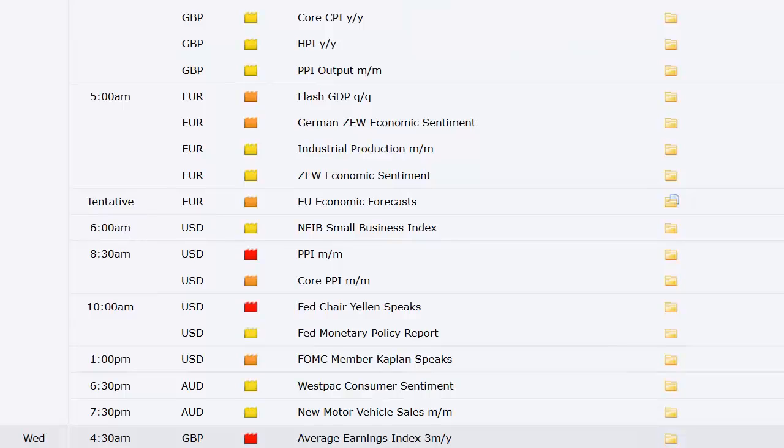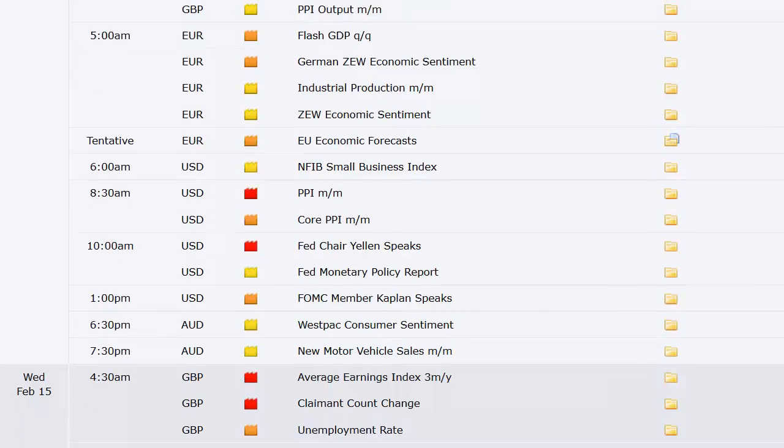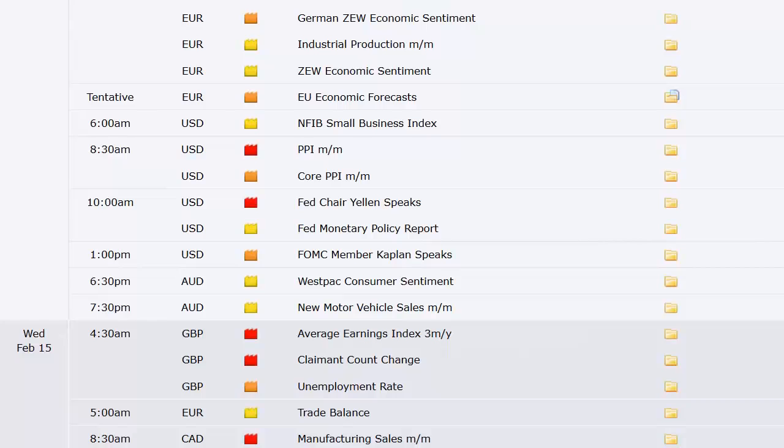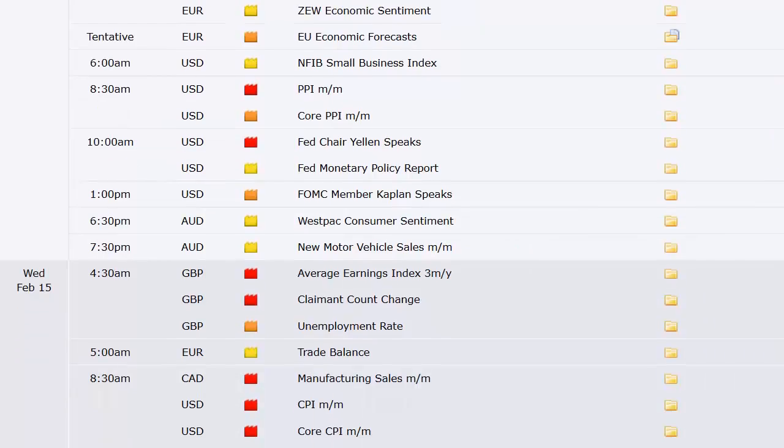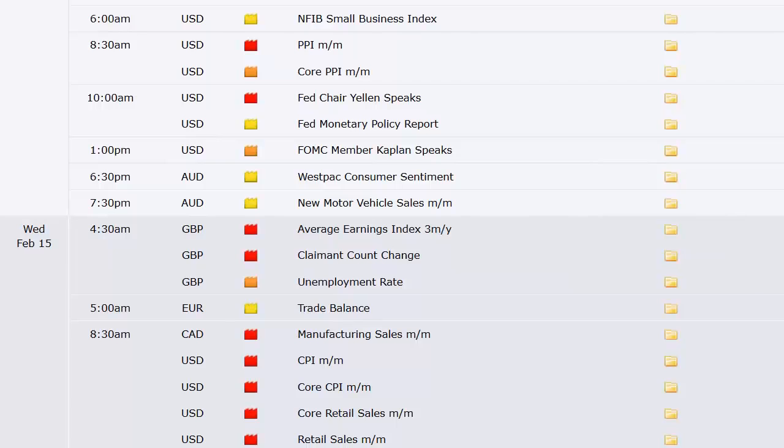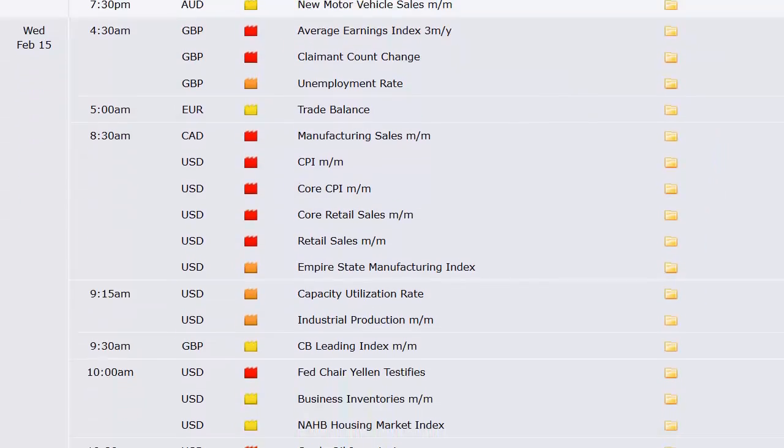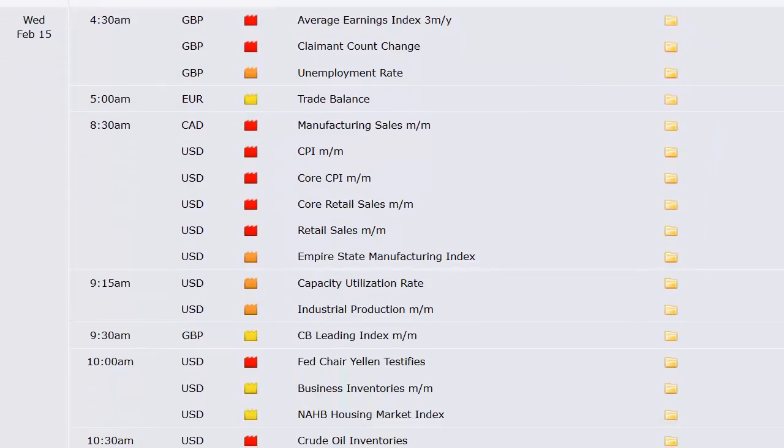Flash GDP out of Europe, ZEW economic sentiment out of Germany, and then Europe itself. PPI here in the US Tuesday morning. Fed Chair Yellen speaking to Congress. The monetary policy report comes out, and then jump to Tuesday night. Westpac consumer sentiment out of Australia, new motor vehicle sales out of Australia, average earnings index out of the UK, along with the unemployment rate.